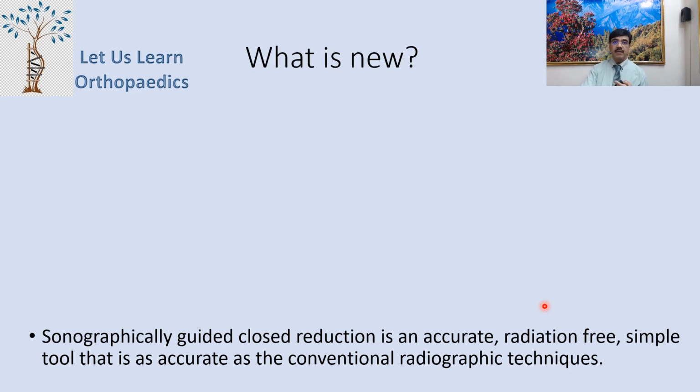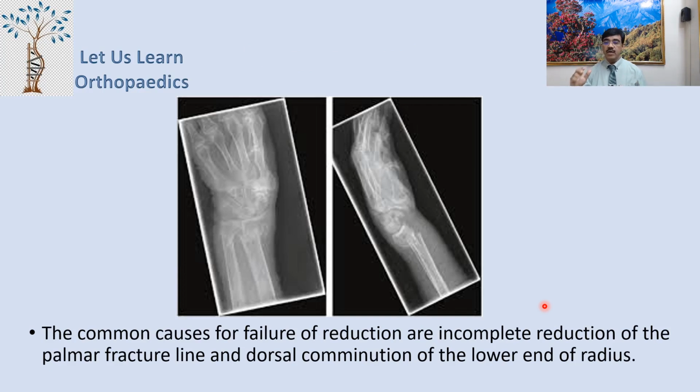There are people who are using sonography to guide accurate reduction, which is radiation free and a simple tool. Now the common causes for the failure of the reduction are incomplete reduction of the palmar fracture line and severe comminution dorsally.